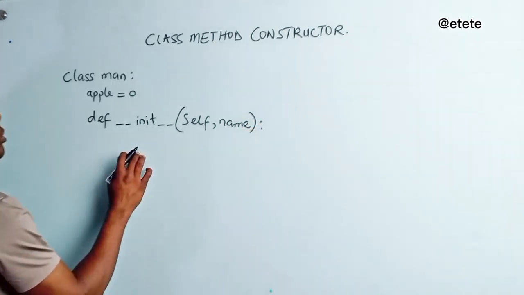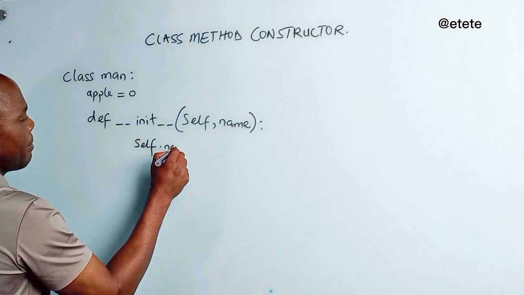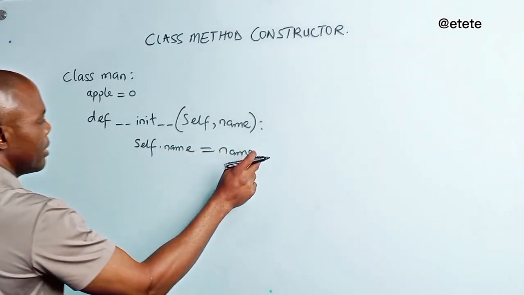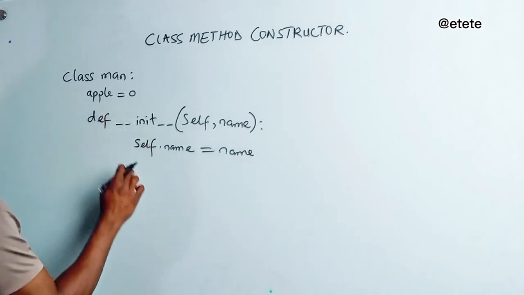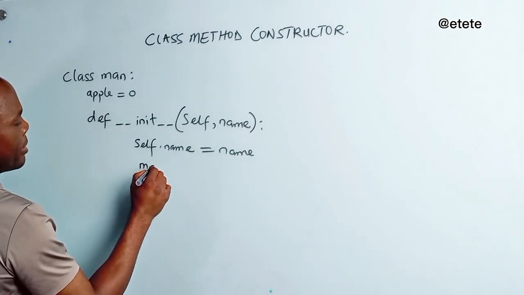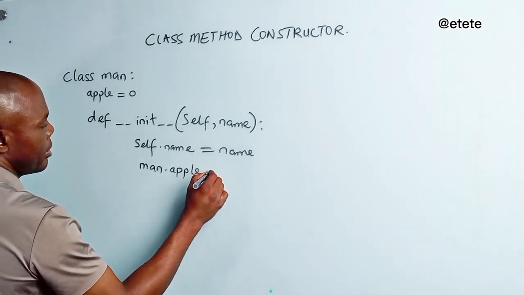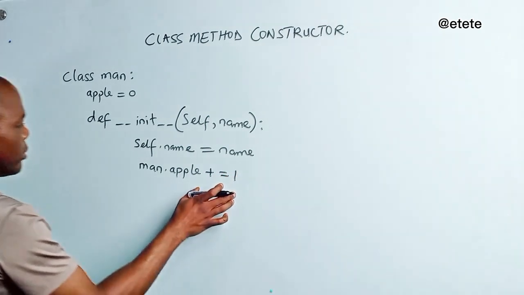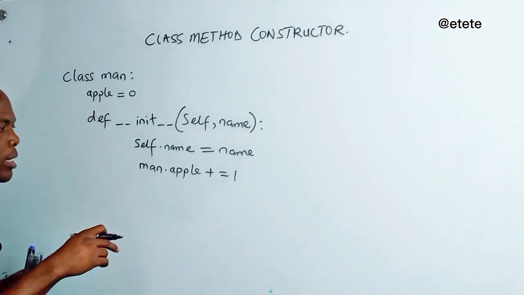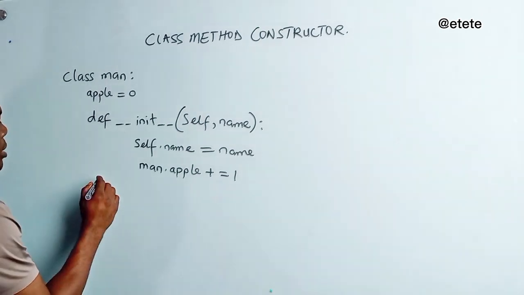then we'll do this. So we'll come here and we'll say self dot name, and then we'll assign the name to it, right? So we've done this here. Then we increment this by saying man dot apple. We increment this by 1. So we have done that. Now we have created our class. Now we want to create the class method, right? We'll create another class method here.